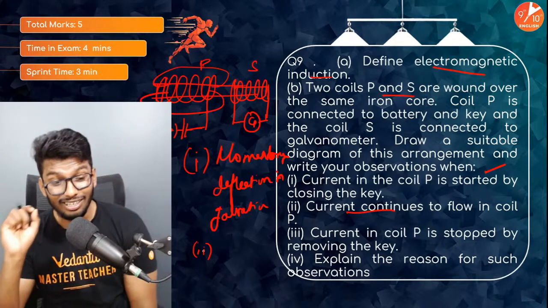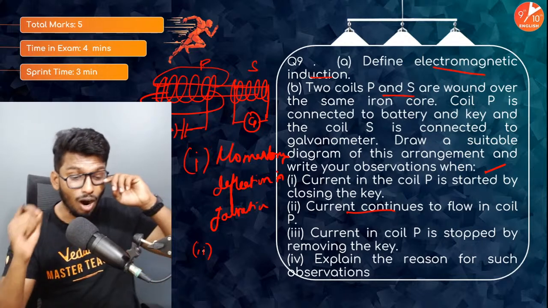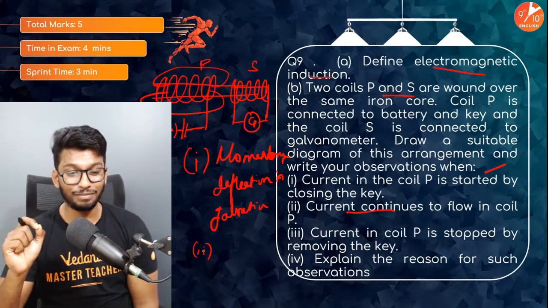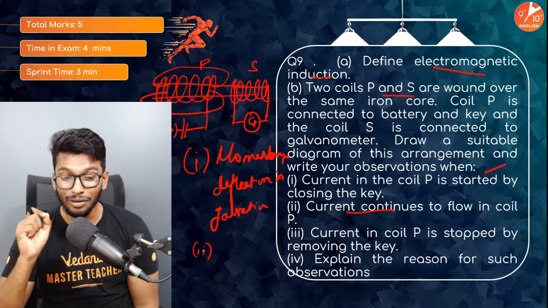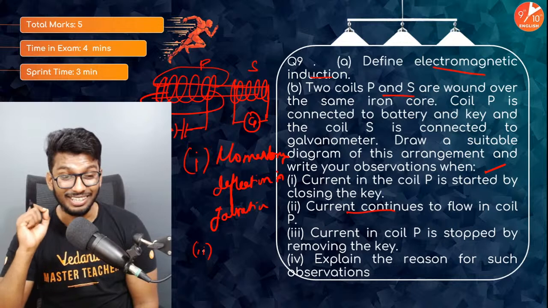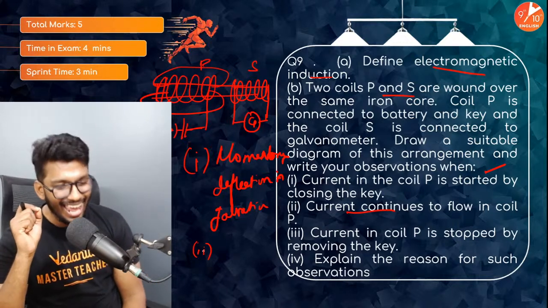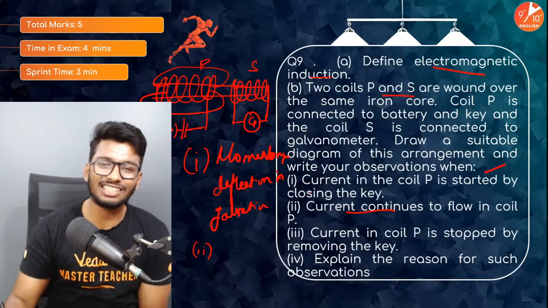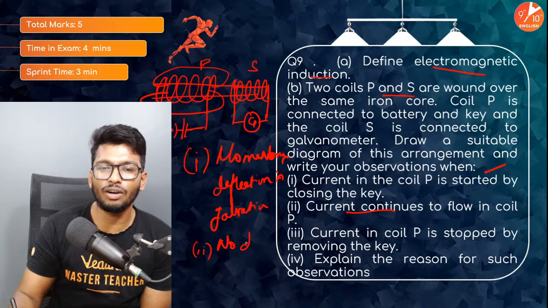Okay, now if the current continues to flow in P, what would happen then? If the current continues to flow in coil P, which is the case right now, what would happen to the deflection? If the current is continuing to flow, what would happen to the deflection? Exactly, the deflection will come back to 0, or in other words, there will be no deflection.